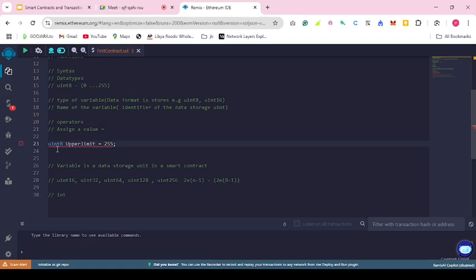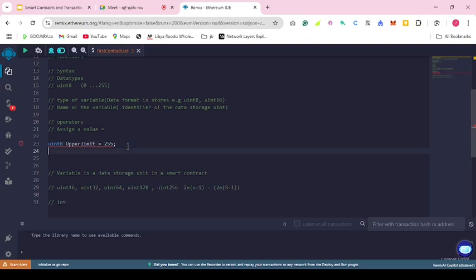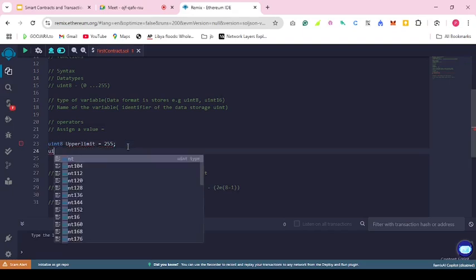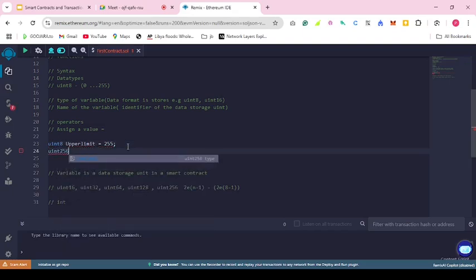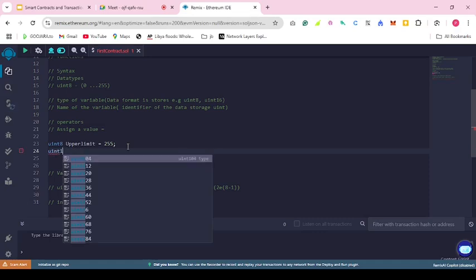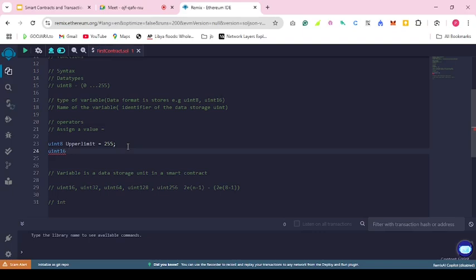Now, those data types. If I was storing a uint256, I would type uint256, then say upperLimit. I don't know what the upper limit of 256 is, so I'll need someone to help me calculate it. But we'll start with uint16. Jonathan helped us with that, and he said it was 65535. So I would say this is also an upperLimit.